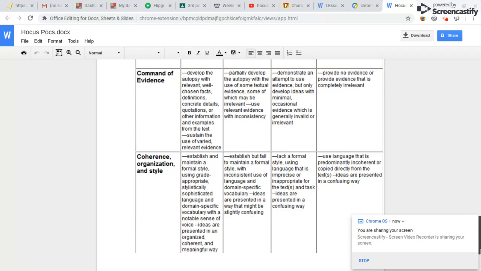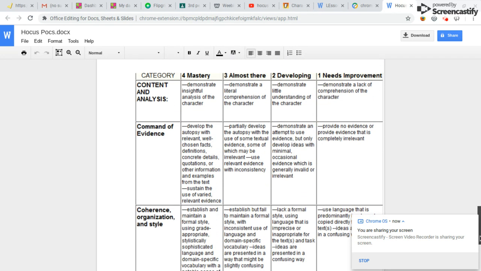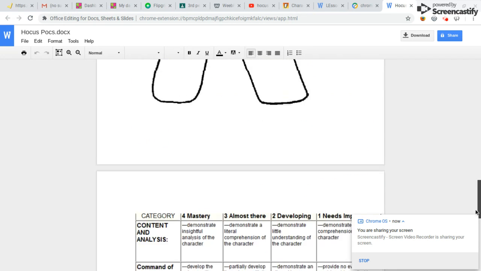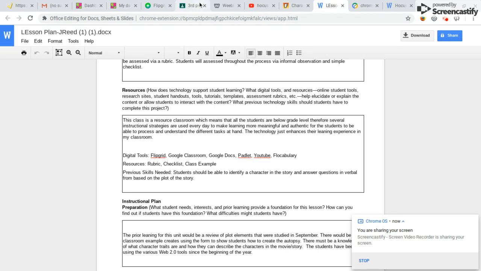As you can see, it's 4, 3, 2, 1. They would get a total of out of 16. No, I'm sorry, out of 12. And it was for a test grade. So this was all one big thing together. I also had, this is my lesson plan, as I mentioned before.